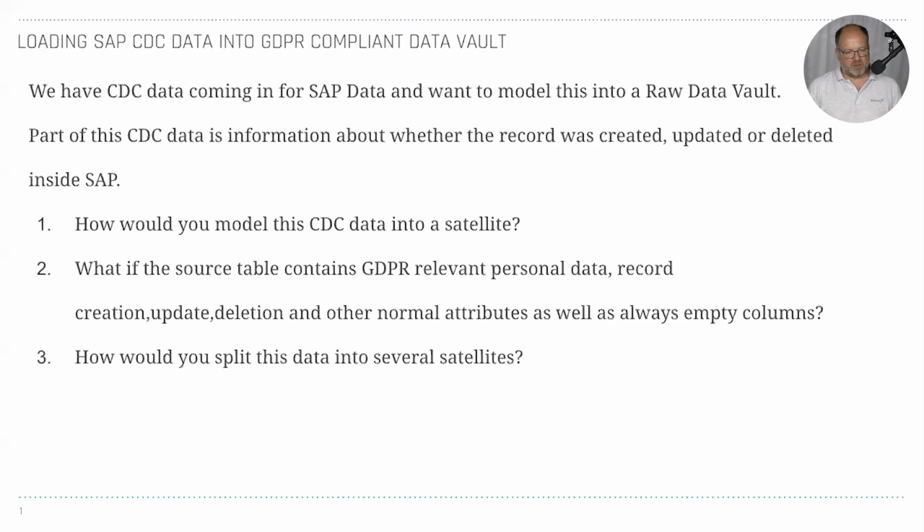So this one here says, okay, we have CDC data coming from SAP data and want to model this into a raw data vault. Part of this CDC data is information about whether the record was created, updated, or deleted inside SAP. So we got this all data from SAP, who created the record, who modified it, when was it modified, and so on. How would you model this data, this CDC data in a satellite? What if the source table contains GDPR-relevant personal data, record creation, update, deletion, other normal attributes, as well as always empty columns? How would you split this data into several satellites?